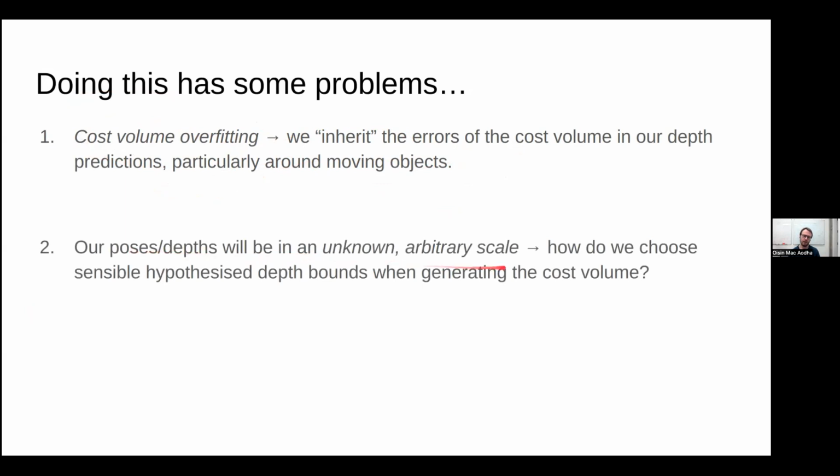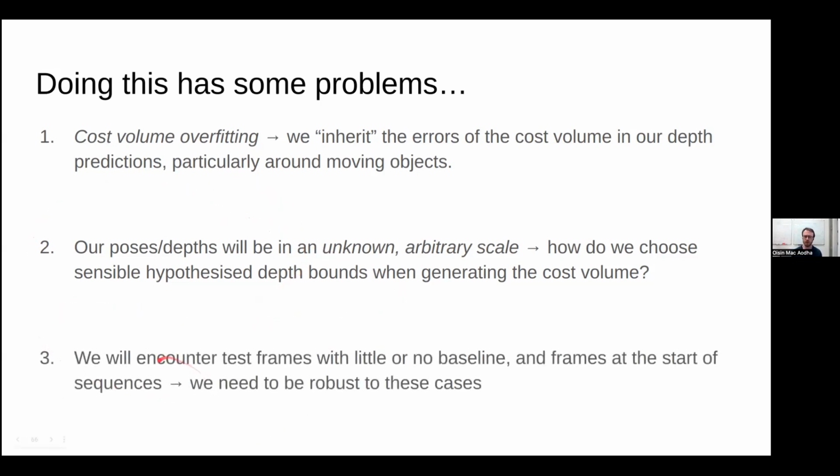There are other issues as well that come as a result of this. I'm only going to talk about the first one today. The other issues are that we have a constant pose estimation problem, so there are going to be unknown scaling factors we have to take into account. Traditionally, cost volume based methods have nice fixed bounds, or min max depths, on the cost volume, so we have to be able to do this adaptively. They're also going to encounter test frames where there is no baseline, so the camera hasn't moved from frame to frame, and we need to deal with that inside the same framework without the model just producing nonsense.